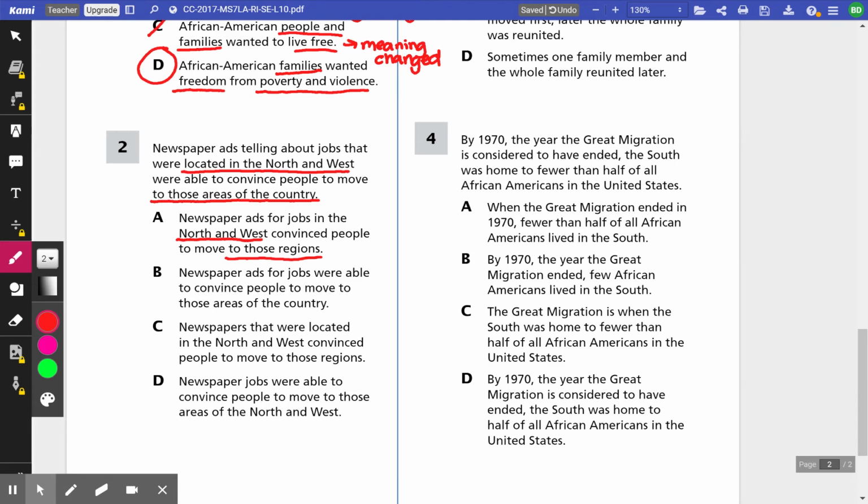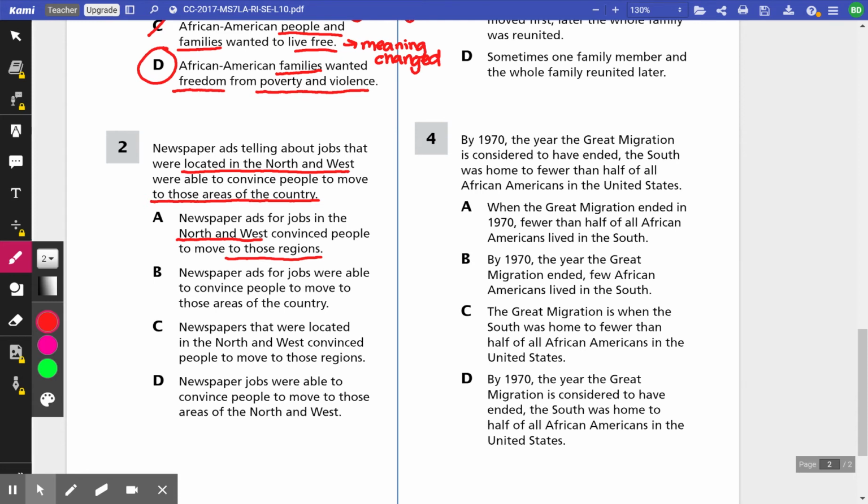And we still have the meaning of the sentence, right? That didn't change because we know it's still about the newspaper ads for the jobs in the North and the West and convincing people to move. So that idea didn't change. So it's possible that answer choice A is a pretty good answer choice, but before we decide for sure, we've got to look at the other two. So let's move on to B.